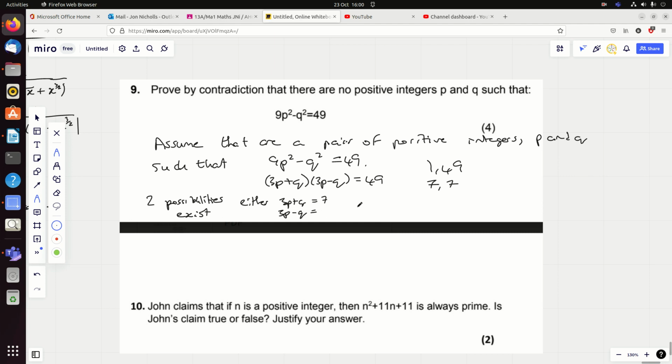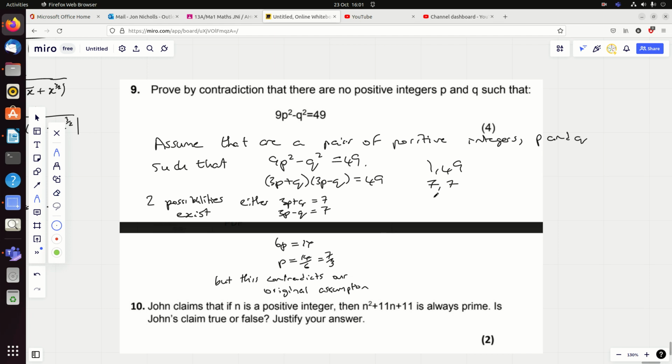It's pretty obvious there that q must equal 0, but let's add them together. We get 6p is 14, and that means that p is 14 over 6, which is 7 over 3. But that breaks my assumption that p and q are integers. This contradicts our original assumption. Sorry about the handwriting here, it's getting worse, isn't it? Okay, so maybe it's the other possibility.